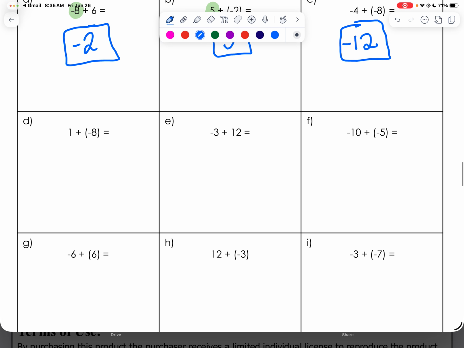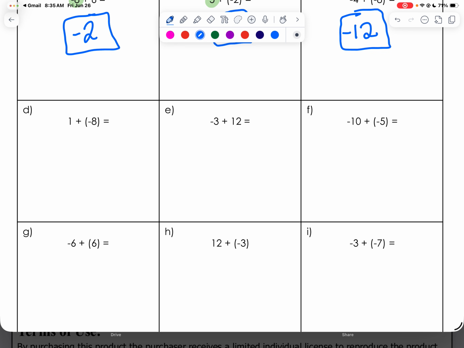Problem D. We have 1 plus negative 8. Our signs are different, and when the signs are different, you subtract. So 8 minus 1 is 7. Then you look for the number with the larger absolute value, and because 8 is negative, our answer must be negative. Problem E, negative 3 plus 12.